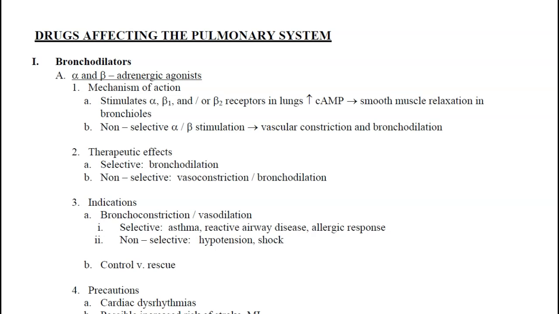So what are the reasons why we would give somebody alpha and beta adrenergic agonists? One, we want it for its bronchodilation properties and vasoconstriction. Again, for the selective aspect, selective when it comes to the respiratory system, we want to use it for asthma, especially an acute asthma attack, reactive airway disease, and allergic response.